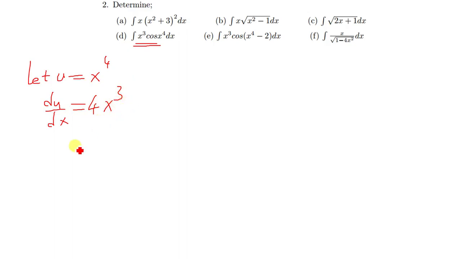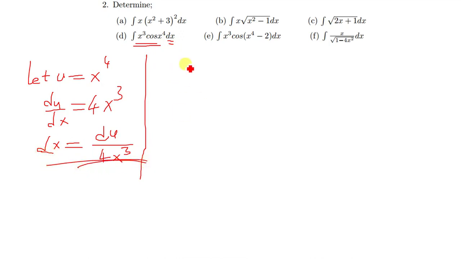So 4x to the power 3 is what I'm going to get. So to find dx, I'm going to have du divided by 4x to the power 3, like that. So here what we're going to do is, where there is x to the power 4, I'm going to replace with u, and then I'll replace the remaining things on dx. So where there's dx, I'm going to replace with this expression here.